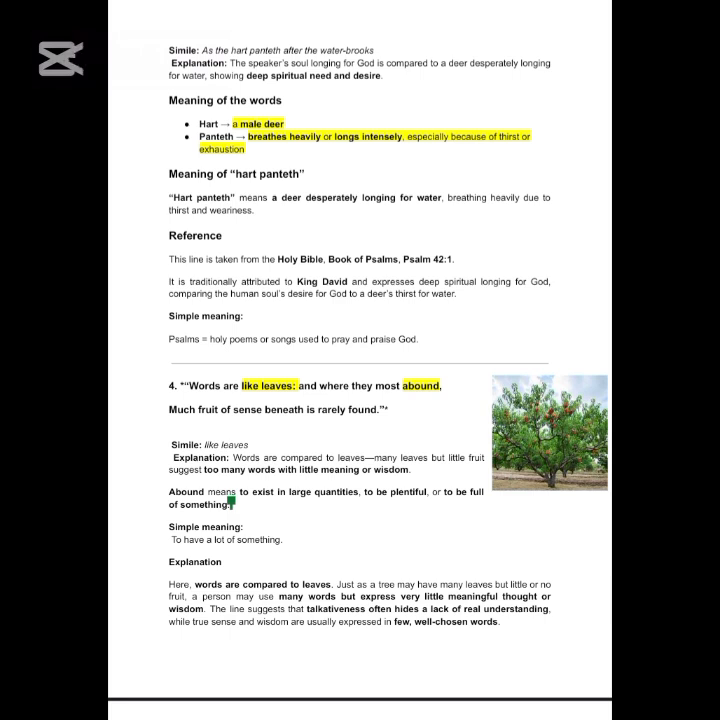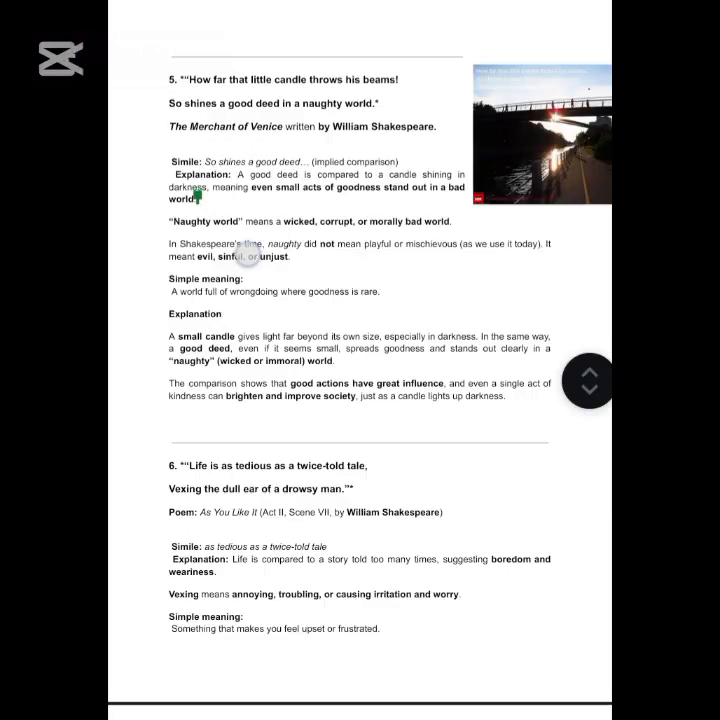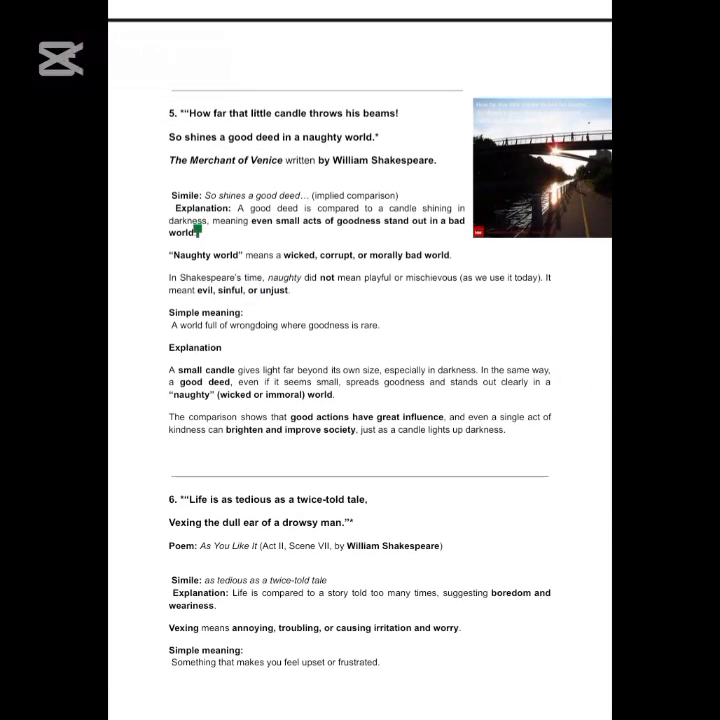The line suggests that talkativeness often hides a lack of real understanding, while true sense and wisdom are usually expressed in few well chosen words. Here you can see in the picture, there are many leaves, and you can see a little fruit in it. The fifth example here is in front of you.